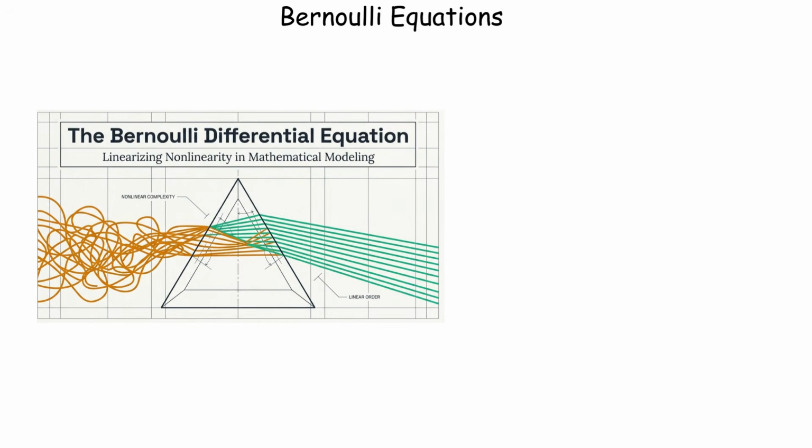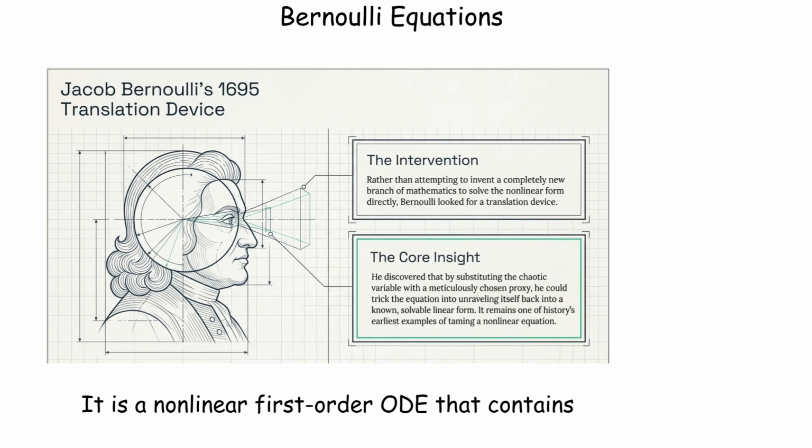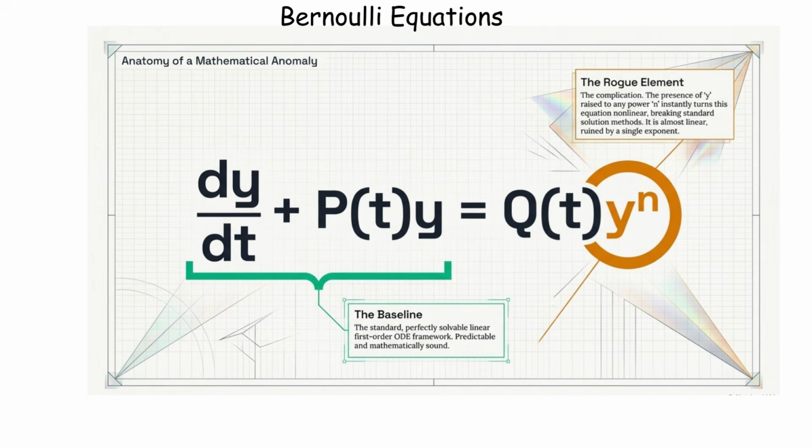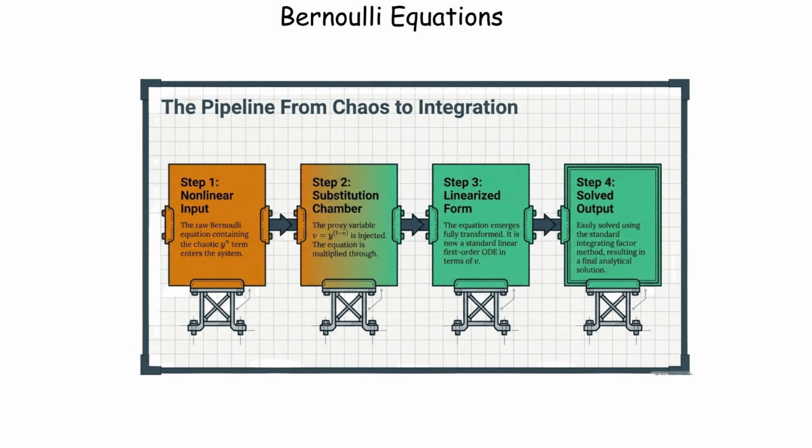The Bernoulli equation, named after Jacob Bernoulli, who studied it in 1695, is a nonlinear first-order ODE that contains y raised to some power n. Nonlinear equations are generally much harder to solve, but Bernoulli discovered a substitution that transforms this particular form into a linear equation. Replace y raised to the power 1 minus n with a new variable, and the nonlinear equation becomes linear, solvable by the standard integrating factor method.